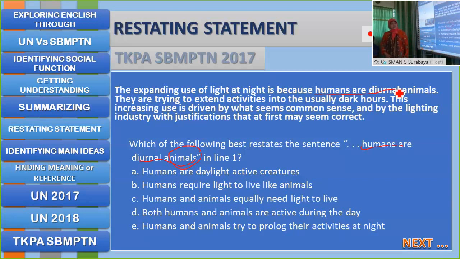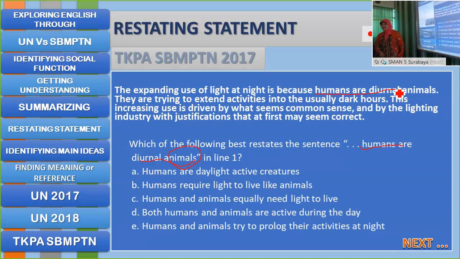What is meant by diurnal? Is it a strange word to you? Diurnal means daylight, actually. How do you understand this text? The expanding use of light at night is because humans are diurnal animals. Humans are actually creatures that are active during daylight. But what is meant by this text?